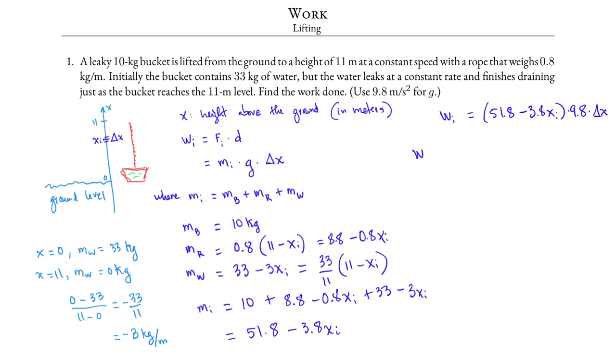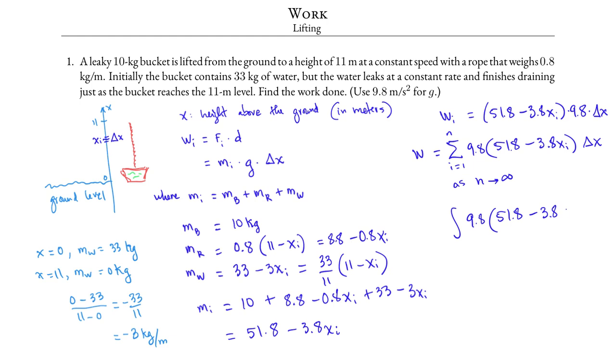The total work is the sum of all of these wi as i goes from 1 to n: 9.8 times 51.8 minus 3.8 xi times delta x. And as n goes to infinity, we obtain the definite integral from this Riemann sum, 9.8 times 51.8 minus 3.8x. We drop the subscript i and the delta x becomes dx.